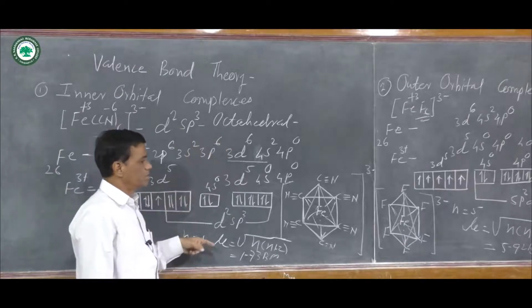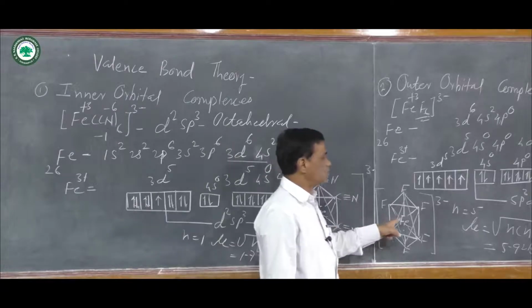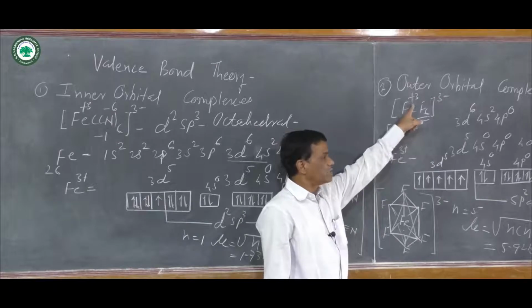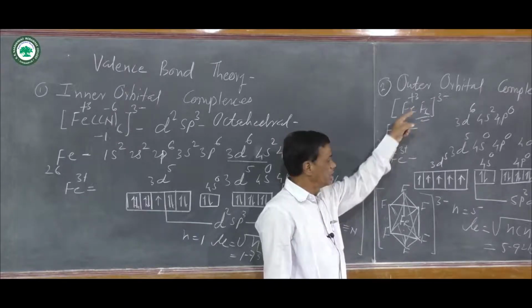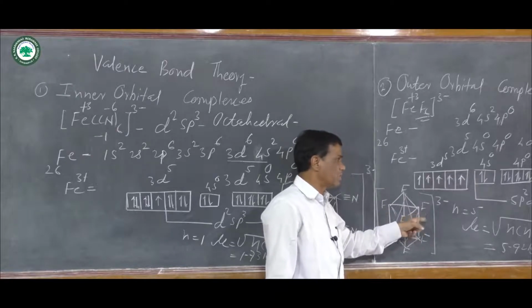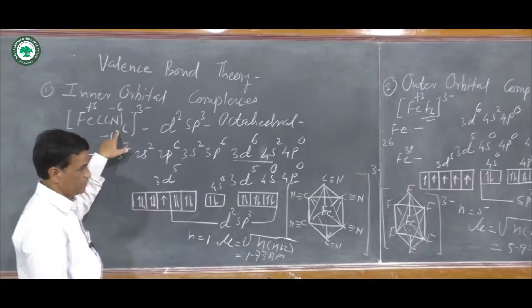In the first complex, iron is again at the center position. In the second complex, iron is at the center position. In both complexes, the charge on iron is equal to 3+, but the ligands attached are different. Here 6 fluoride ligands are attached, and here 6 cyanide ligands are used.